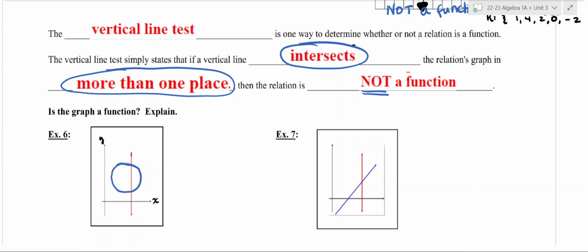If your vertical line touches your function at more than one place, then it's not a function. And of course, you do multiple ones. For example, if you draw a vertical line right here, you're only touching it at one place. But the fact that there are other vertical lines that touch it at two places, multiple places, means that this is not a function.